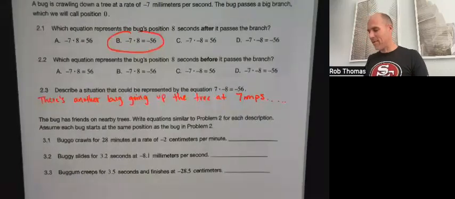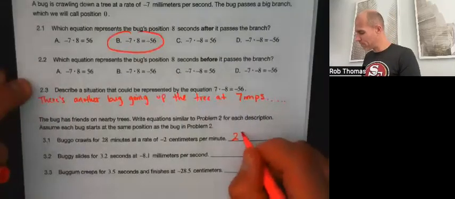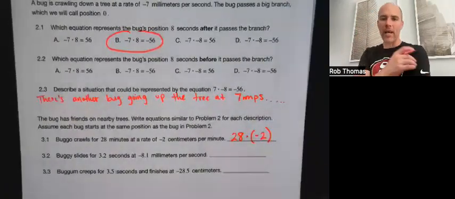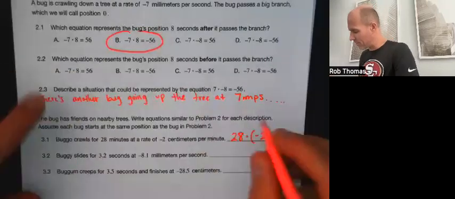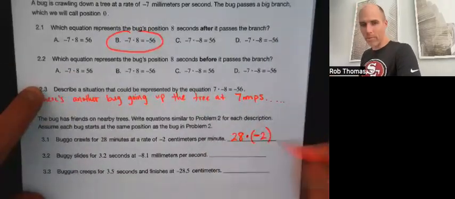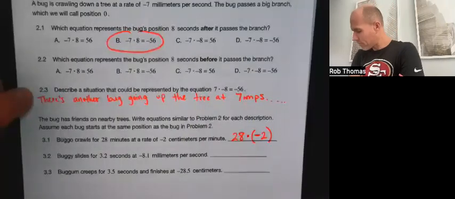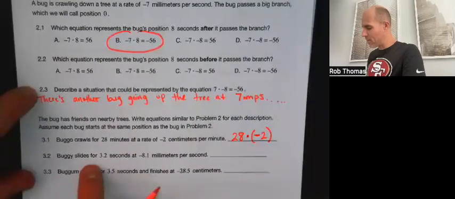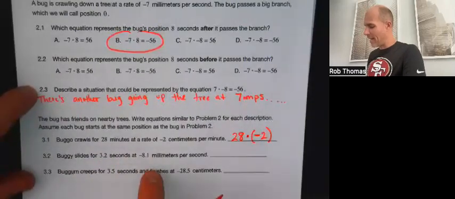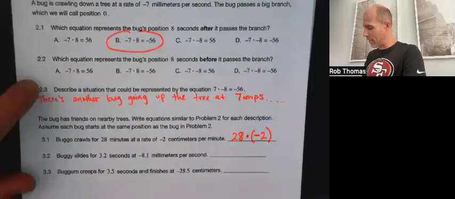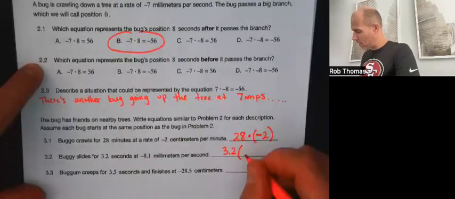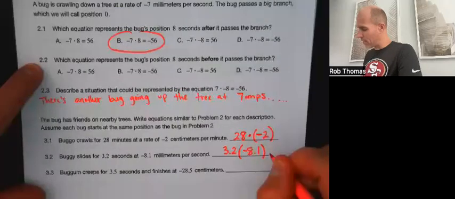28 minutes at a rate of -2 centimeters per minute. Okay, so 28 minutes of time times a rate of -2. Hey, you need an answer for that. Where's that bug going to be? 28 times -2. This is a time symbol. This is a negative symbol. All right, where's that bug at? Next. Buggy slides for 3.2 seconds at -8.1 millimeters per second. So this bug is going for 3.2 seconds with a rate of -8.1. Okay, so you're going to need an answer for that.